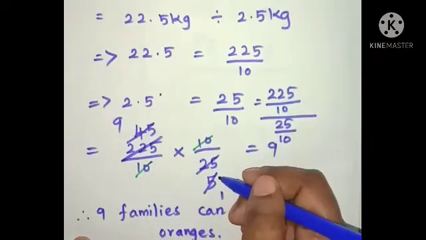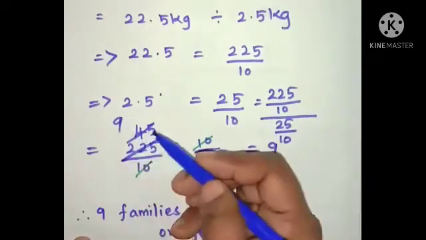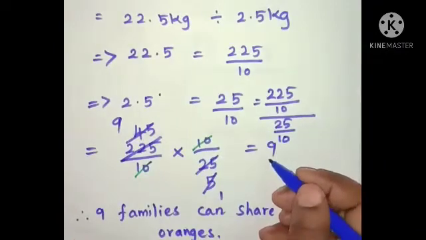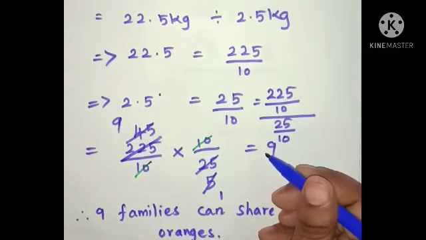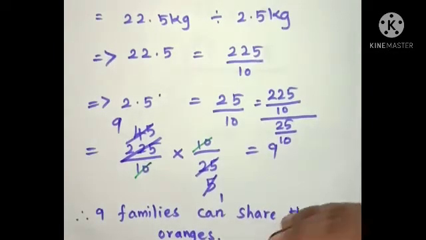And again 5 ones are 5, 5 nines are 45. Thus the division of the two decimal numbers here is 9. Therefore 9 families can share the oranges.